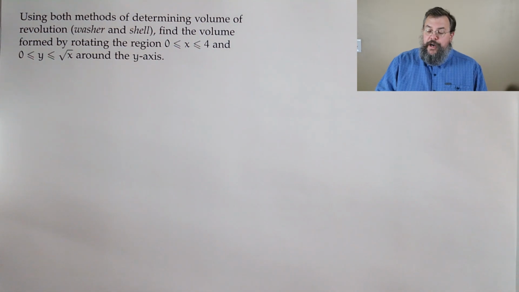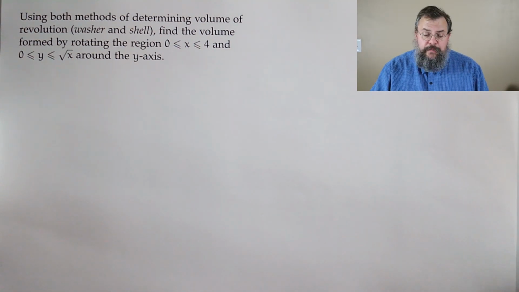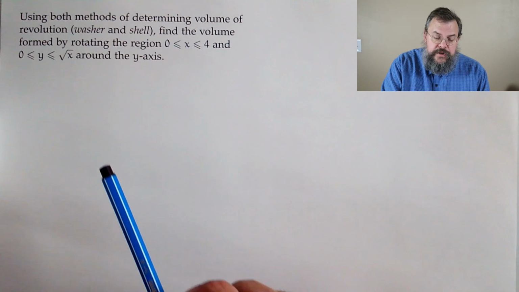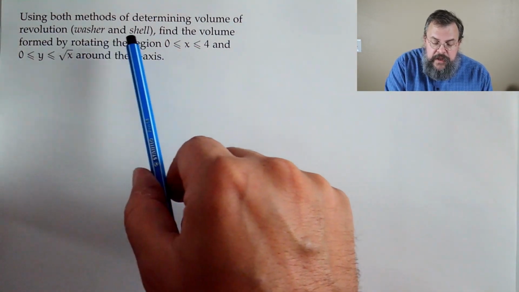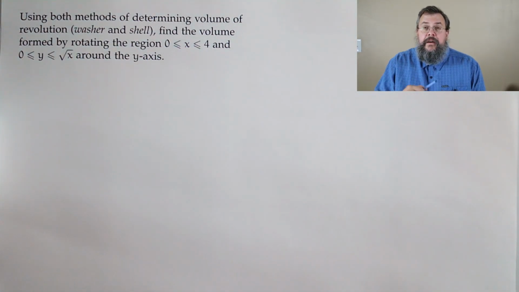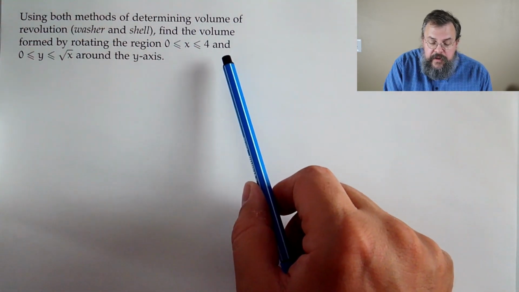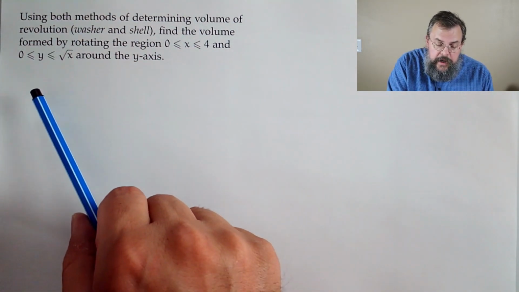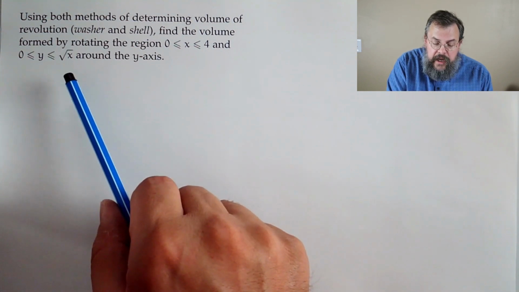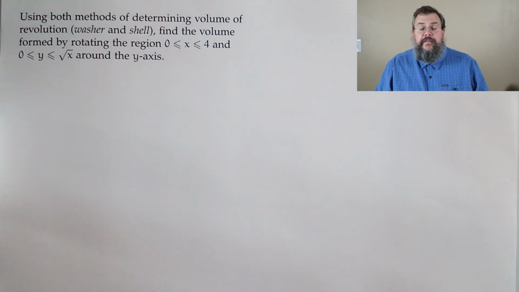So our first problem: using both methods of determining volume of revolution, namely the washer method and the shell method, find the volume formed by rotating the region where x goes between 0 and 4 and y goes between 0 and root x around the y-axis.